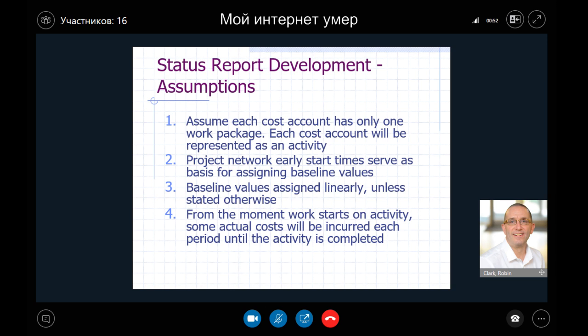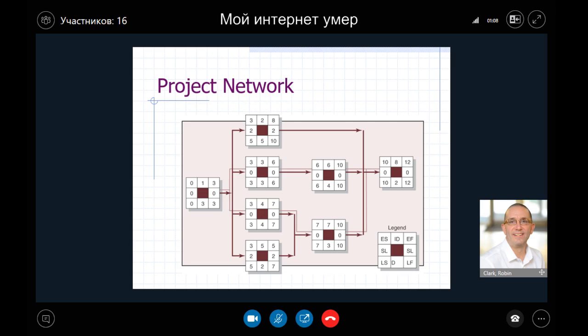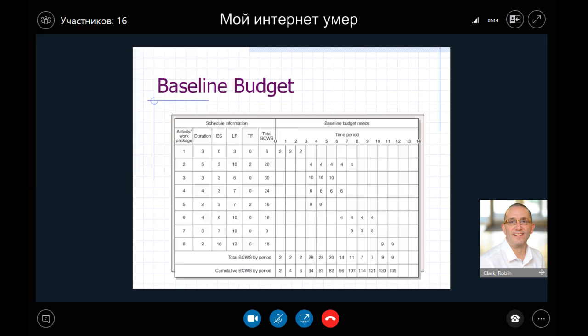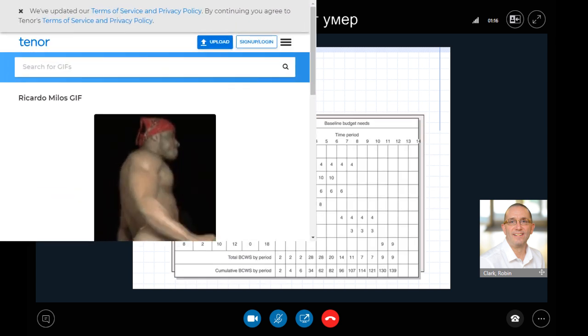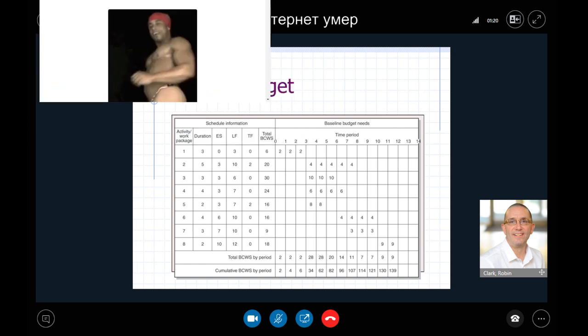So what will happen in a scenario is you'll get a status report that will give you all the information at a point in time about what's going on in the project. You've got your work breakdown structure to start with for the project, and you've then got your project network that you'll have put together for the project, just as we did last time. You'll have your baseline budget, which will show how your resource is spread out over time.